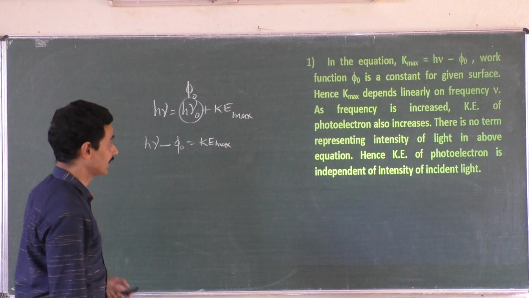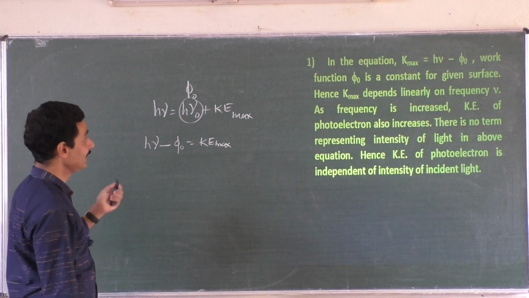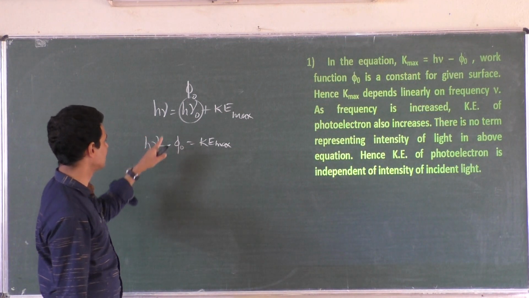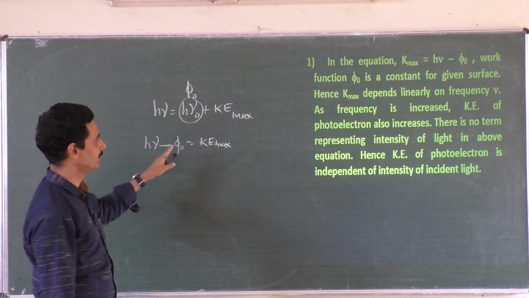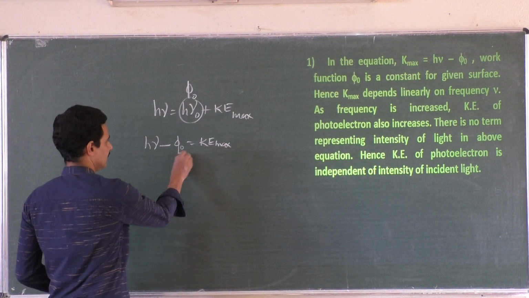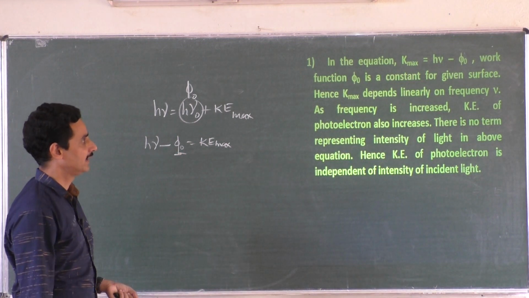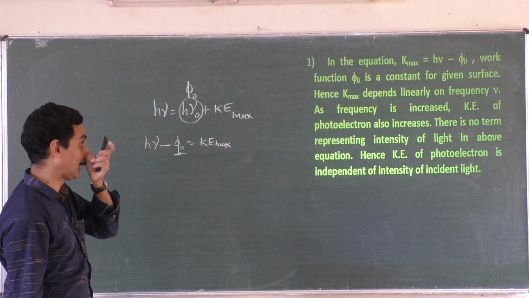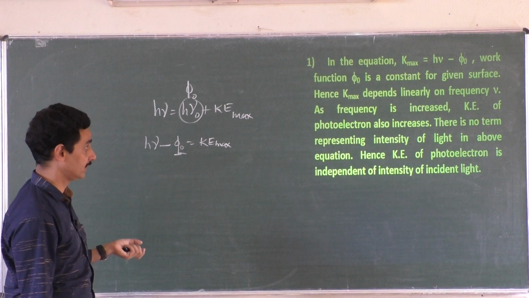Moving on. What is Einstein's explanation? In the equation, kinetic energy maximum is equal to h nu minus phi naught. Work function phi naught is a constant. This is a constant. It depends linearly on frequency. Phi naught is a constant.